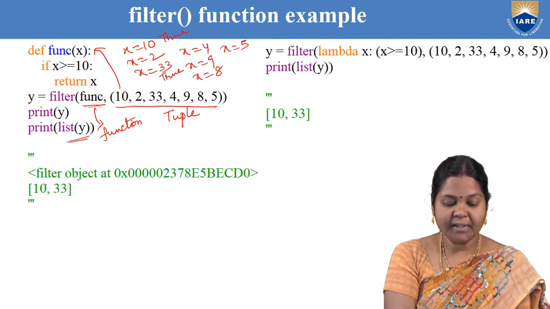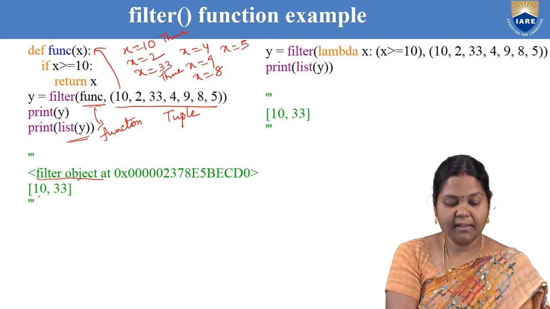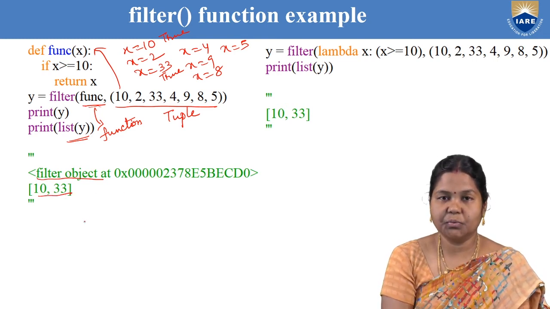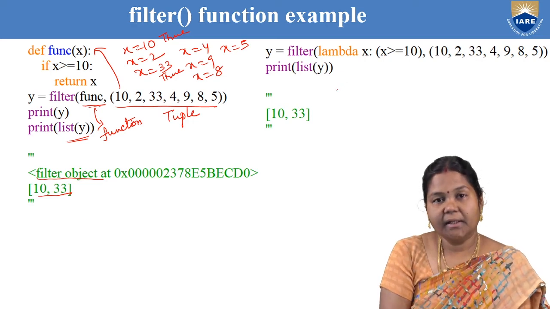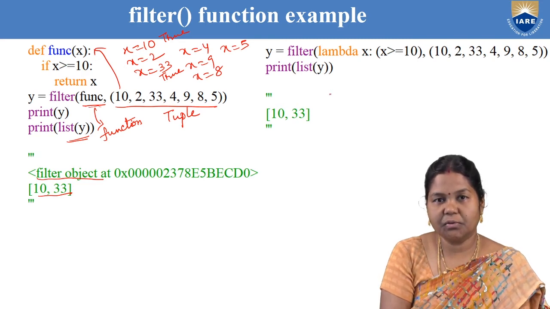So you can see here that the filter object is created after applying the filter function, and then it is converted into a list and stored. So 10 and 33 are the outputs. Now the same logic we can write using an anonymous function, or lambda function.